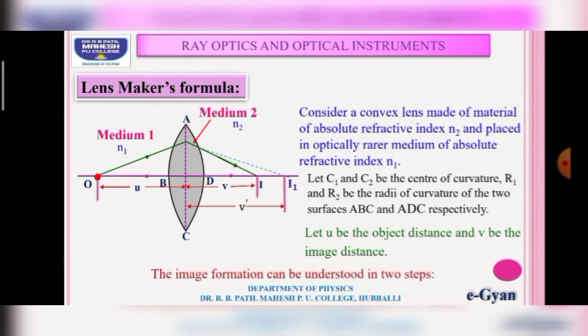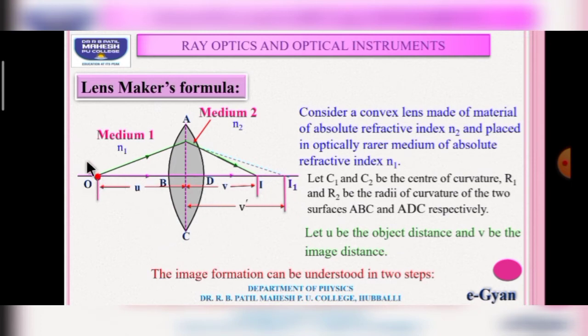The image formation can be understood in two steps. Before that, let me explain the ray diagram. This is the lens, with refractive index N2, which we call medium 2, placed in an optically rarer medium of refractive index N1. Let C1 be the center of curvature for ABC, and C2 the center of curvature of ADC. R1 is the radius of curvature of ABC, and R2 is the radius of curvature of ADC. U is the object distance and V is the image distance.